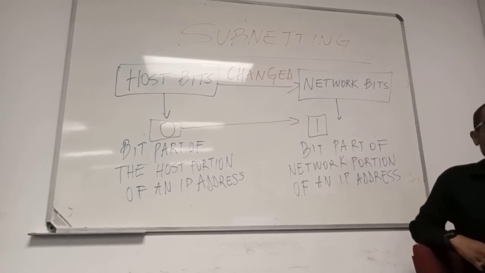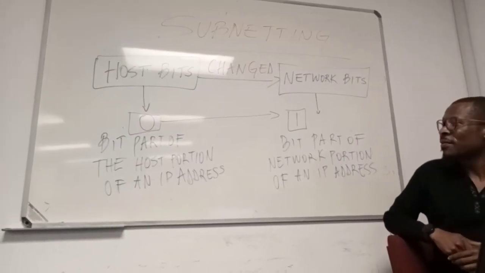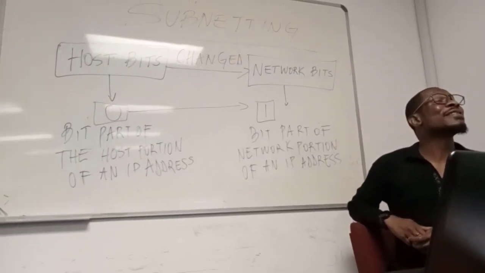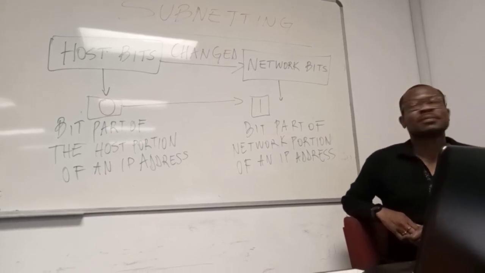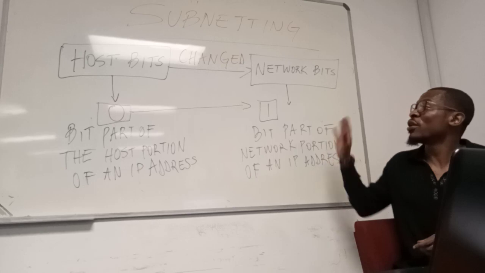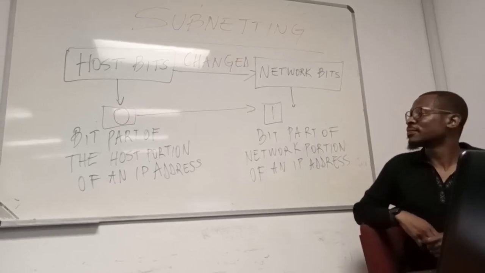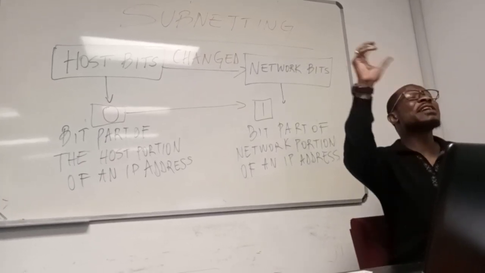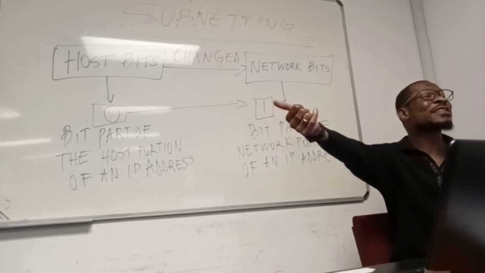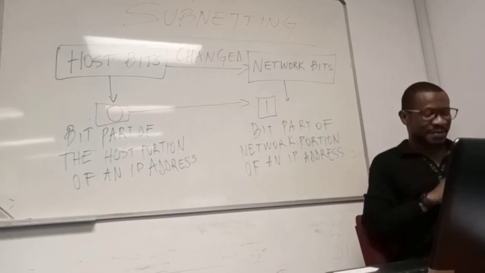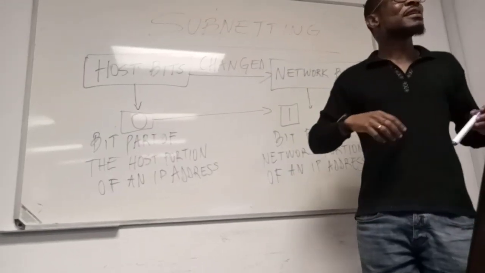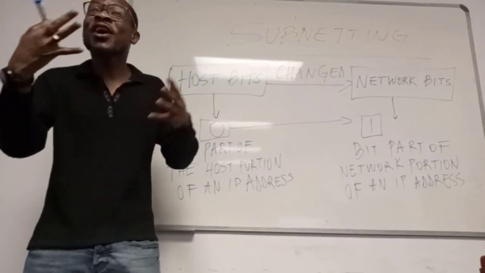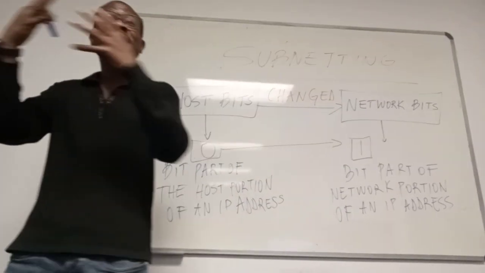So the host bits will change to network bits. Right? So all the zeros from the subnet, you're going to change it to what? To 1s. Did you understand? But it's going to be very clear soon when I'm going to write this, right? So it means also what? We are stealing bits from the host. We give it to the networks. So subnetting, the process means what? We are stealing bits, right? From the host, we are giving to the network.